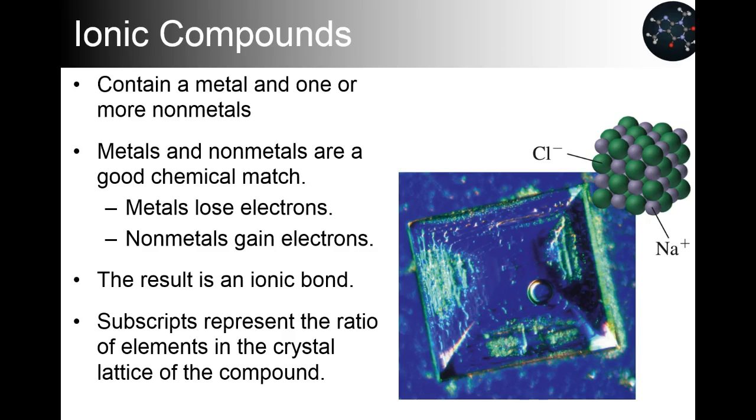Okay, so an ionic compound will contain a metal and one or more nonmetals. The example they use in these slides is sodium combining with chloride, because the metal is going to be positive. Metals and nonmetals are a very good chemical match, because metals lose electrons and become positive, while nonmetals gain electrons and become negative. And the result is an ionic bond.